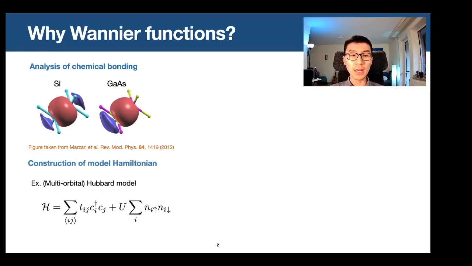Another motivation is related to the construction of model Hamiltonians. We know that model Hamiltonians play a very important role in physics, especially to understand some systems in a very intuitive way. For example, you can think of the Hubbard model. In order to obtain a model Hamiltonian, we need only a couple of basis functions, and Wannier functions can play a very nice role for such a small basis set.